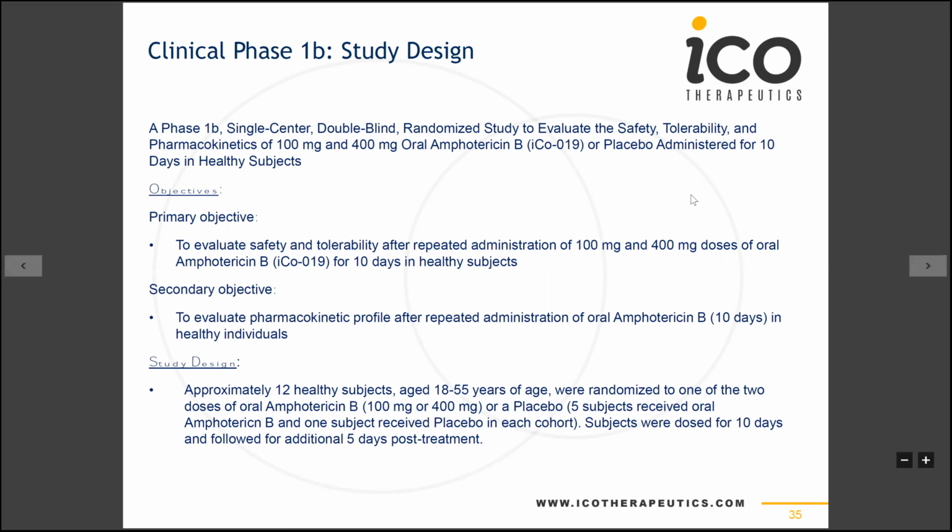And the primary purpose of this trial was to do a single-centered, double-blind, randomized study to evaluate the safety, tolerability, and pharmacokinetics of 100 and 400 milligrams, or placebo, administered for 10 days. And so what happened is that we evaluated safety and tolerability of repeated administrations of either 100 milligram or 400 milligram doses of oral AMP for 10 consecutive days in healthy patients. And we looked at the PK and we looked at the toxicity profile as well.